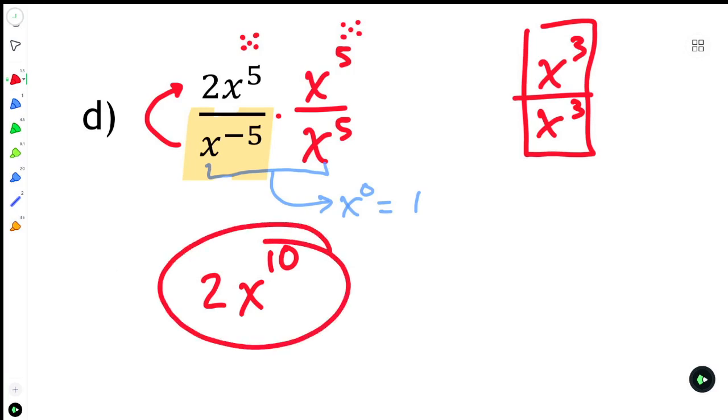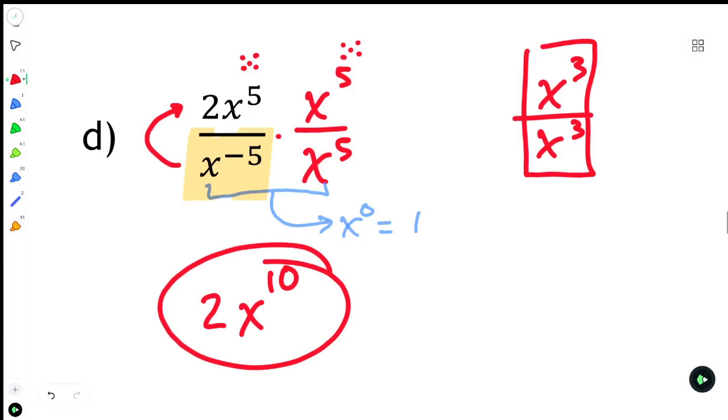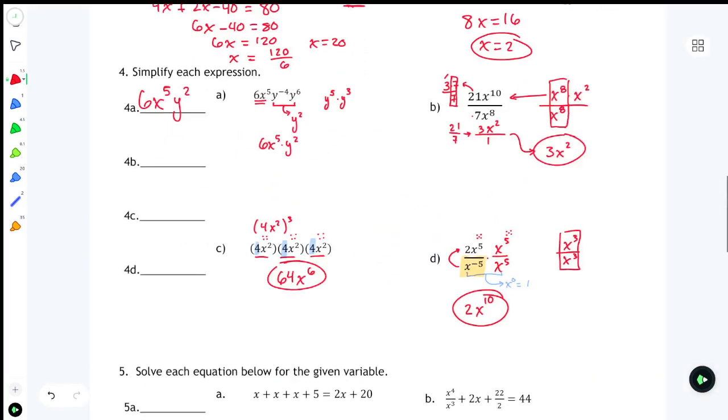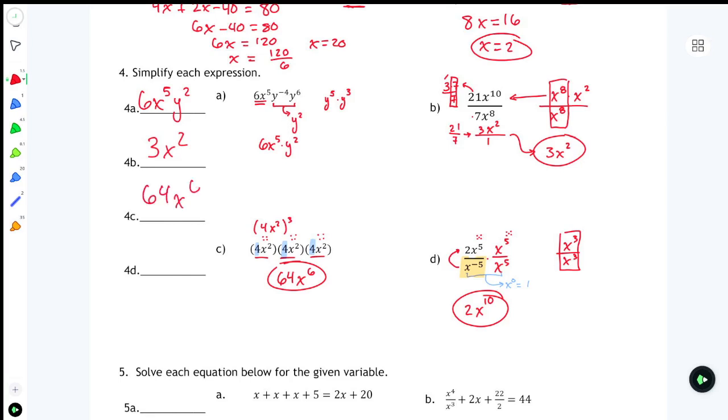Again, think about this, listen to it, keep growing, you're going to get better. So if I was to write down all my final answers, I've got 3x squared, I've got 64x to the 6th, and I've got 2x to the 10th power.